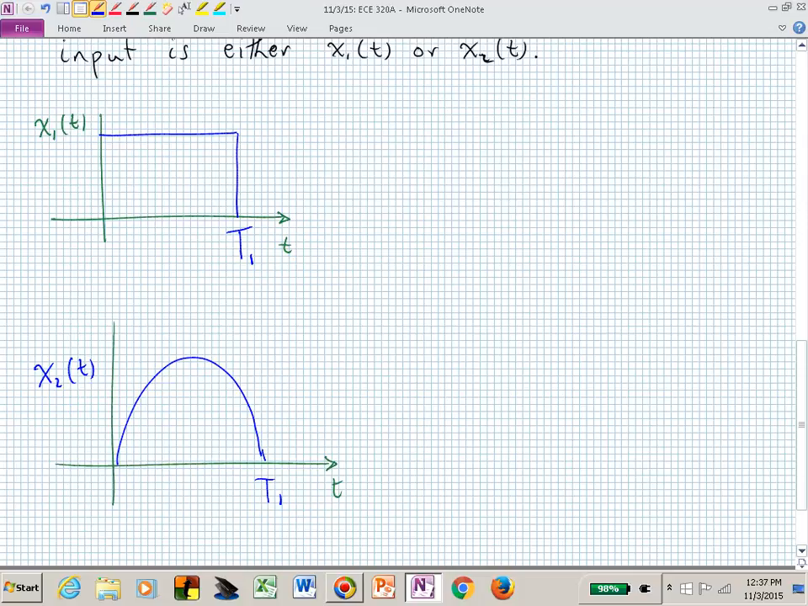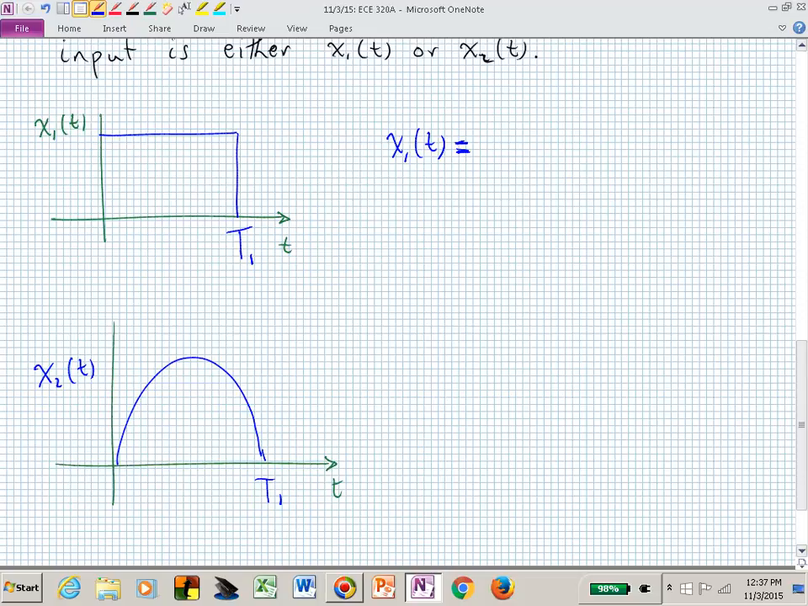Can you find an expression for x sub 1 of t in terms of, let's say, elementary waveforms? By elementary waveforms, I mean an impulse, a step, a ramp, a sinusoid, a cosine, an exponential. Those are standard waveforms. Can you write x1 of t as some linear combination of those?